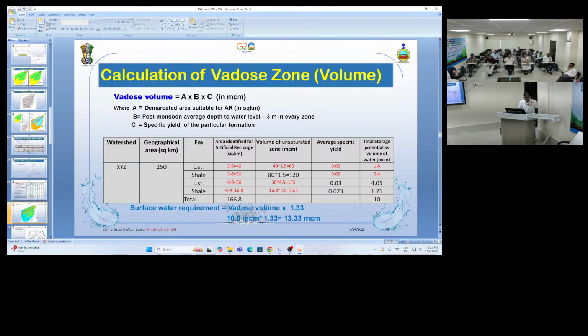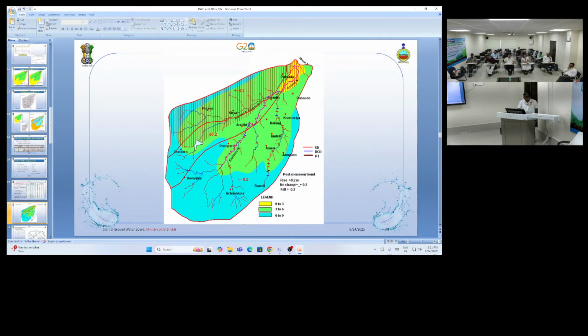So ultimately, based on that, this HS mark area we are excluding for artificial recharge. Rest of the area you can plan for different types of structures. The way you can plan for recharging varies on the topography of the area and other things also.